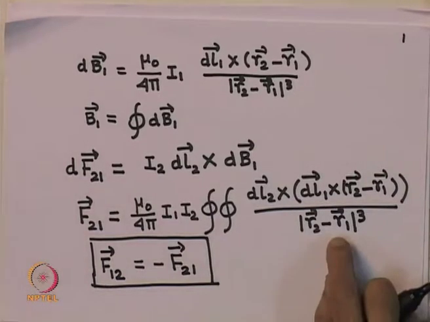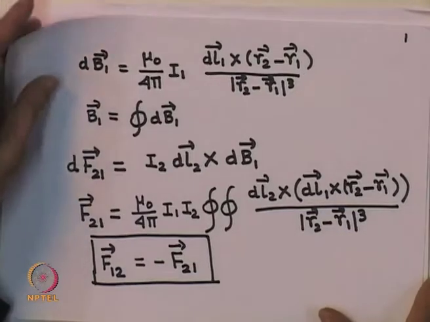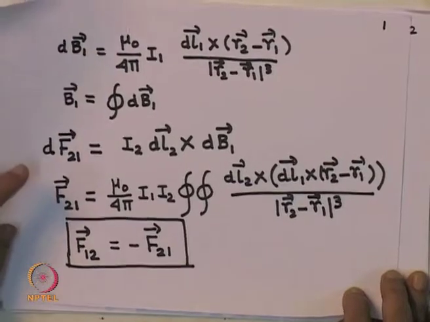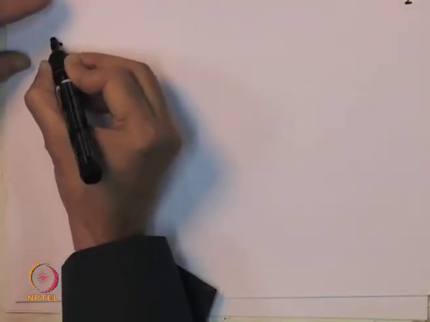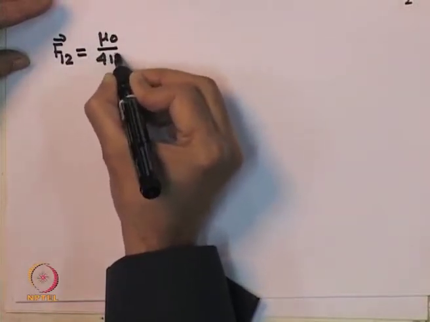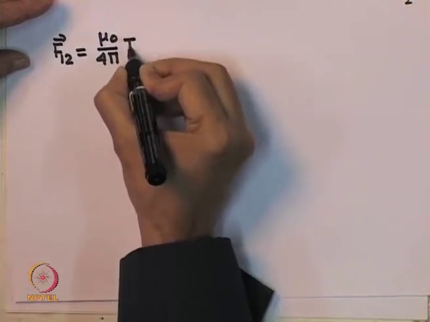Now, this is not clear from this expression that this is so, but we need to do a bit of algebra to prove that this is so. Okay. So, let us then write down. So, this was my expression for F21, and what I will do is I will write down an expression purely by symmetry, because all that I need to do is to interchange 1 and 2. So, that I get mu0 by 4 pi. I had I1 into I2. So, I will still have I2 into I1, which is the same.